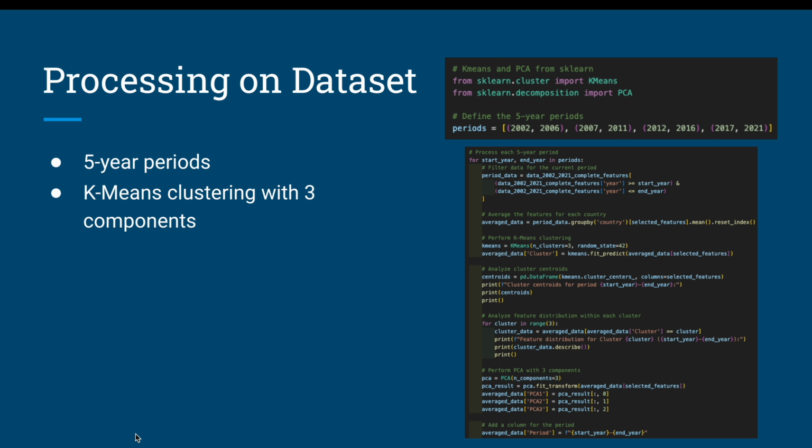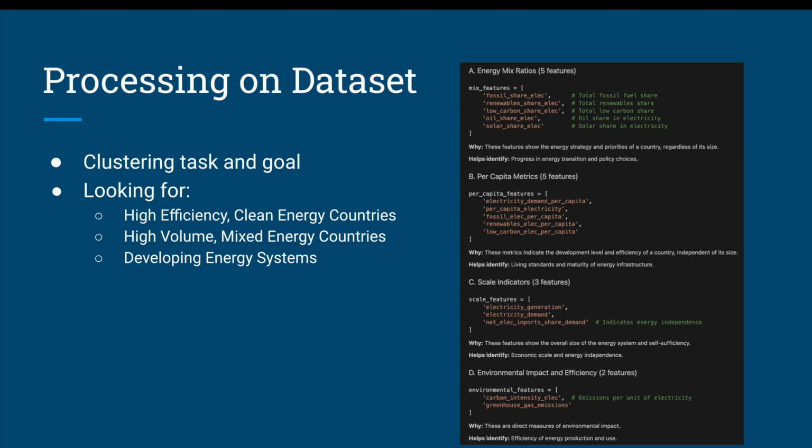Now for processing on the data set, we're splitting it up into 5-year periods: 02 to 06, 07 to 11, 12 to 16, and 17 to 21. We're doing this so that we can see the progression of countries over a 5-year span and how they're moving in the energy direction. And we're doing this to see how they correlate with our 3 clusters that we defined in the previous slide.